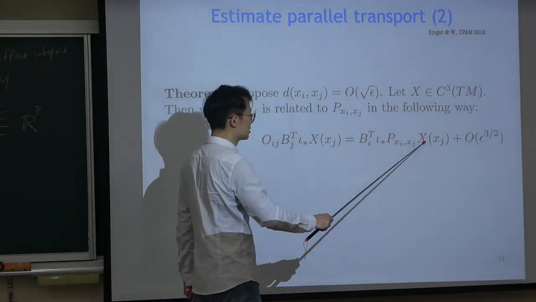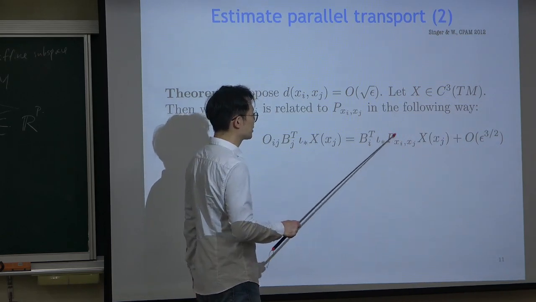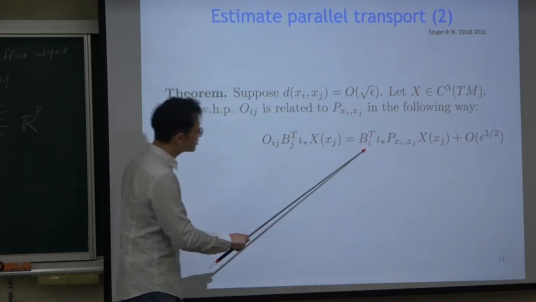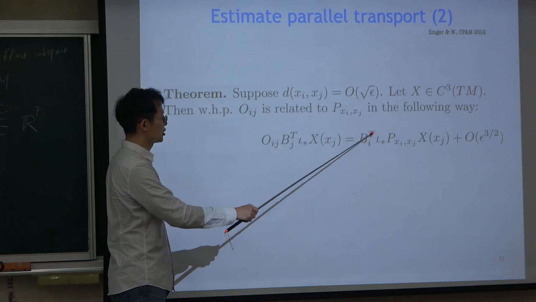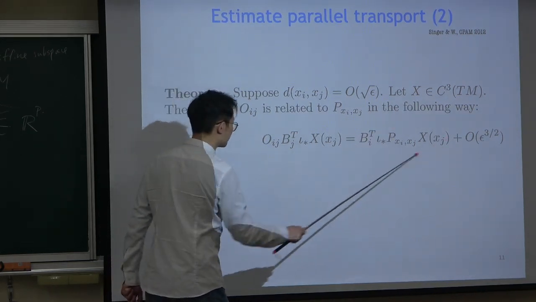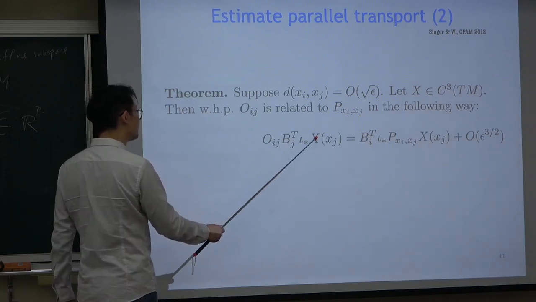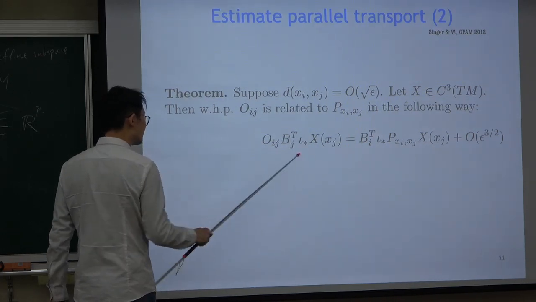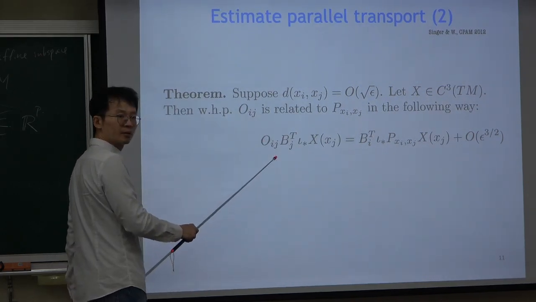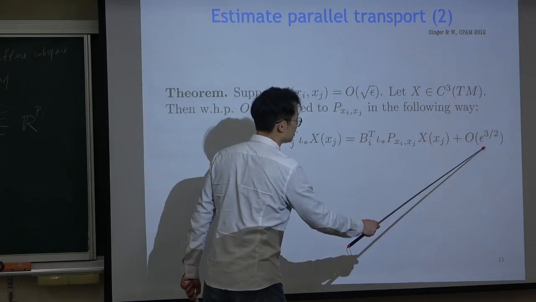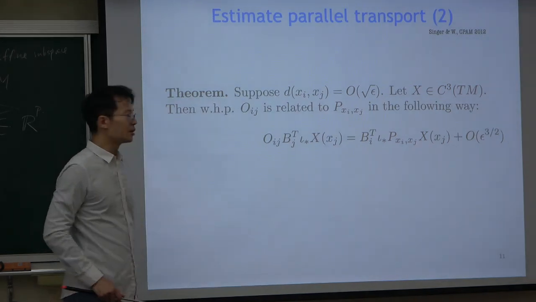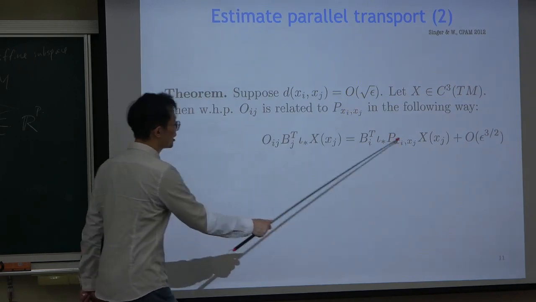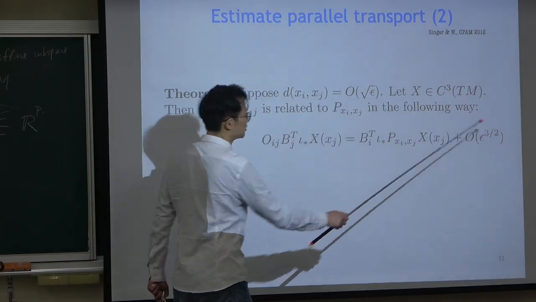So they are related via the basis. First, you have X, you do parallel transport, right? Then you get a vector field, then you embed it into the ambient space, then you evaluate its coordinate by BI transpose. Then this is related to: if you evaluate the embedding and its basis, then you apply OIJ. Then they are equivalent up to order epsilon to the 3 halves. So it tells you that OIJ, in this sense, approximates P XI XJ up to order epsilon to the 3 halves.